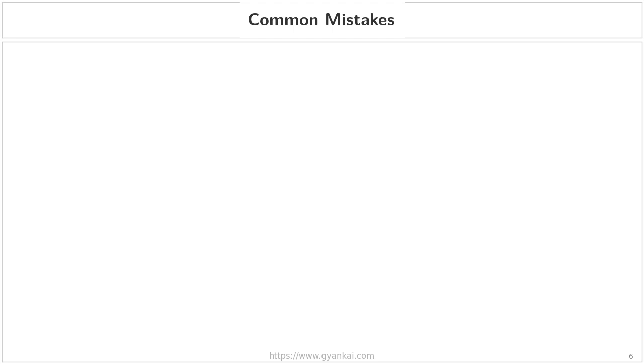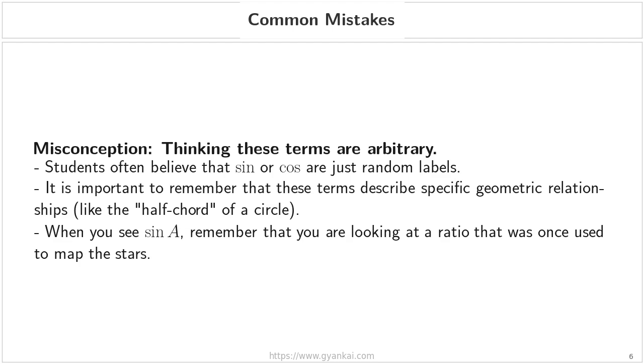Common mistakes. First, many students fall into the trap of thinking that these terms, like sine, cosine, and tangent, are just arbitrary, random labels chosen by mathematicians out of thin air. It is easy to view them as just meaningless abbreviations on a page. However, as we have seen throughout this lesson, these terms are deeply rooted in geometry.